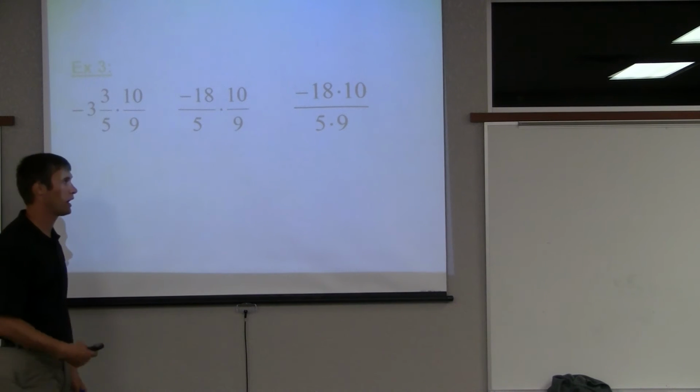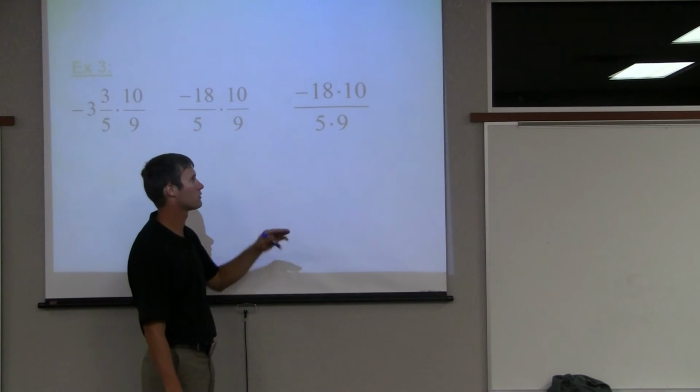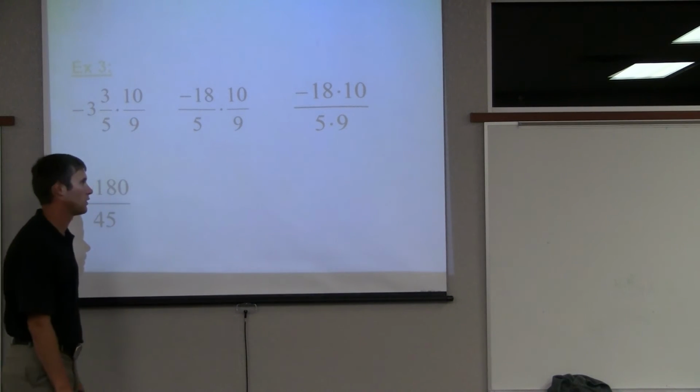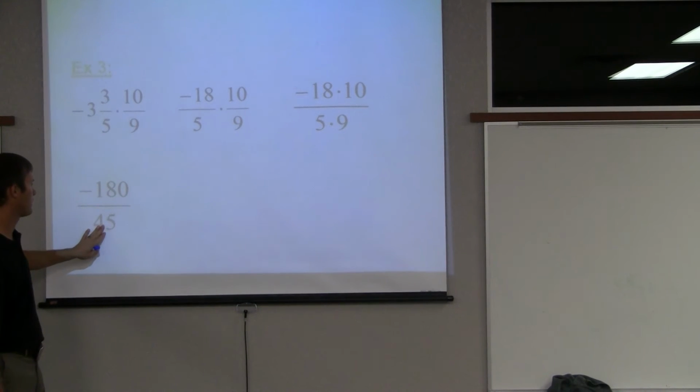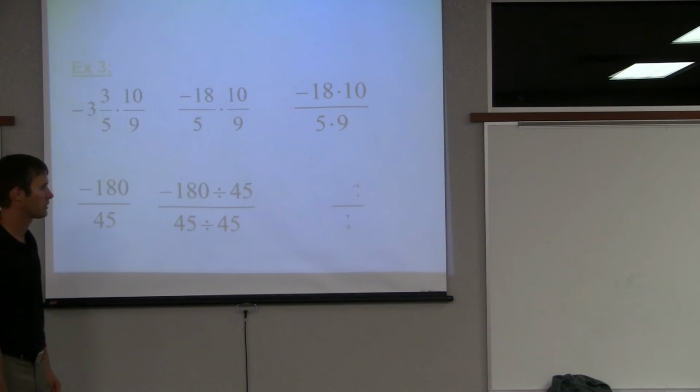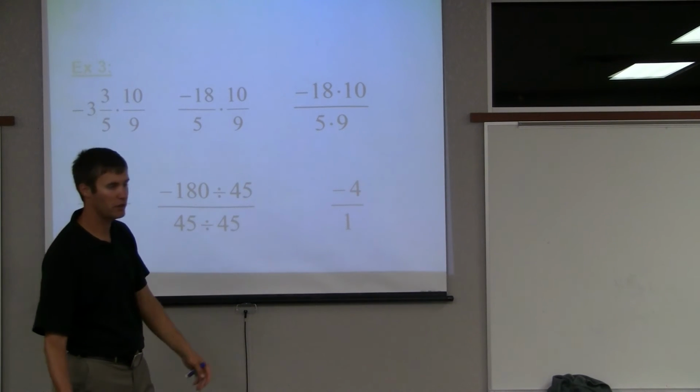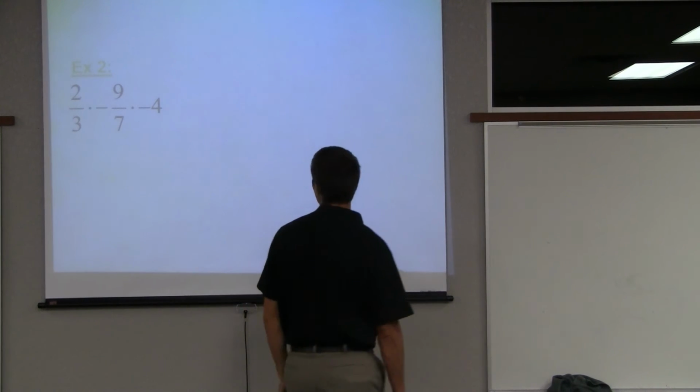Those of you who know how to, you can cross cancel. So 18 was 180 divided by 45. You can divide each side by 45, and your answer would be -4/1 or -4.